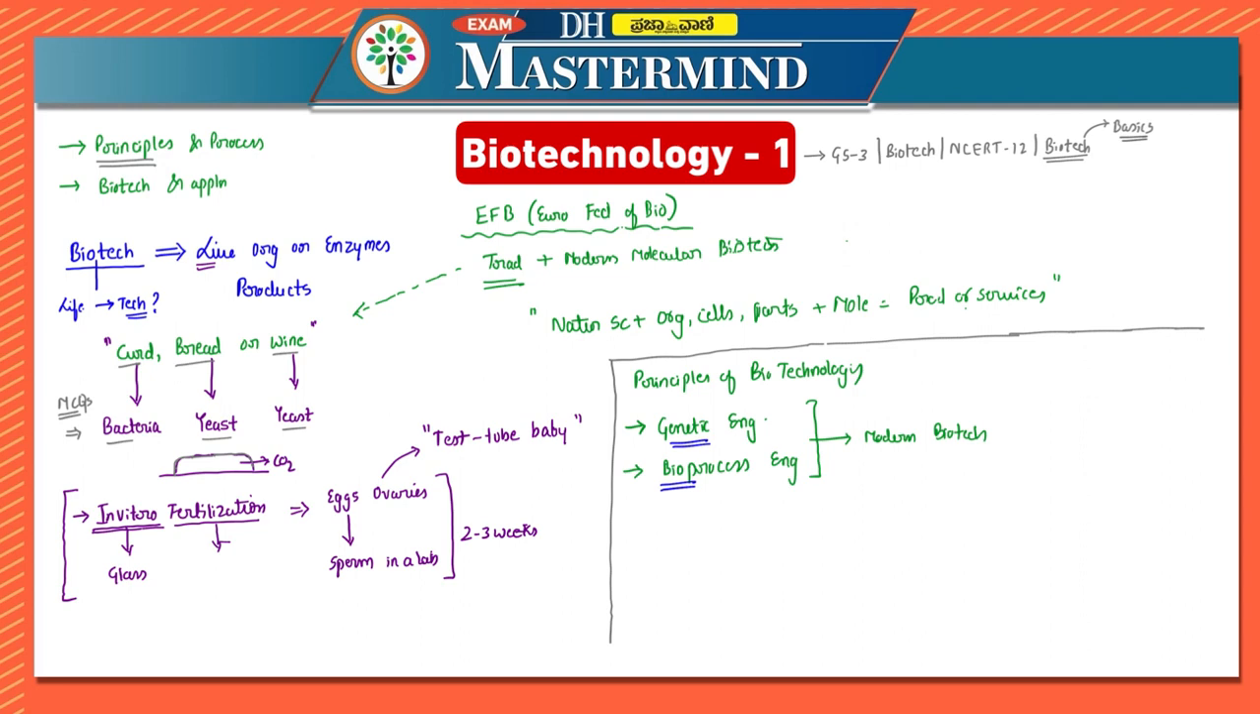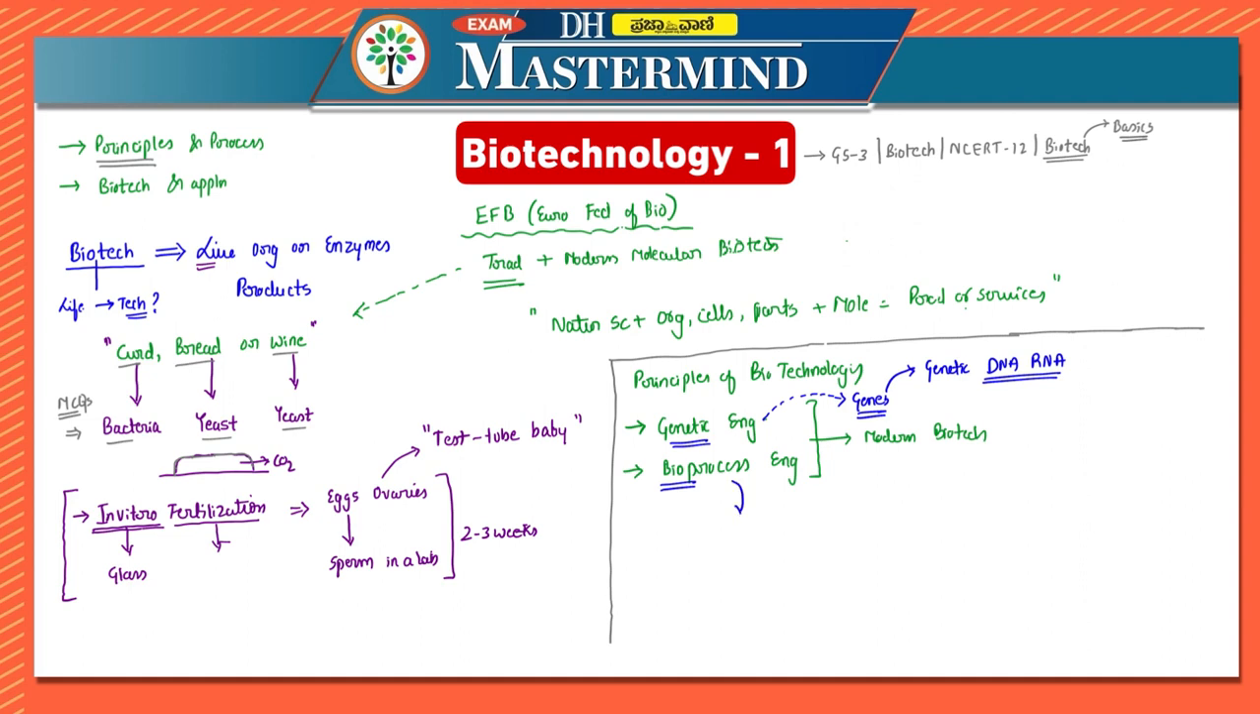Now, what is genetic engineering? As the name itself says, it is about genes. It is about genes, correct? So, the modification of genetic material itself, that is DNA, RNA. All these modifications come under genetic engineering.